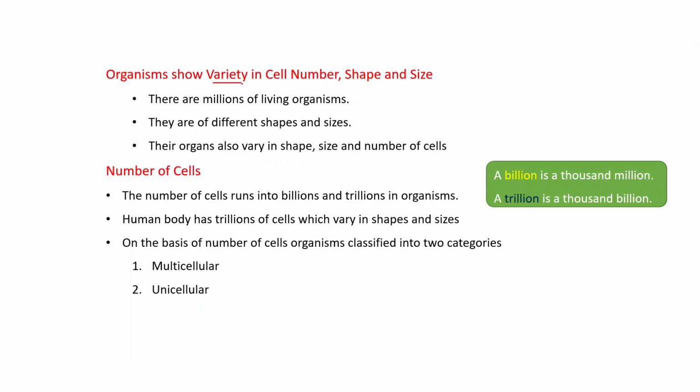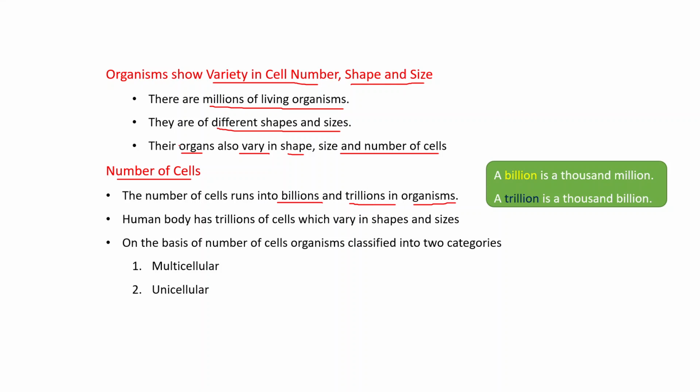Organisms show variety in cell number, shape, and size. There are millions of living organisms. They are of different shapes and sizes. Their organs also vary in shape, size and number of cells. First come to the number of cells. The number of cells runs into billions and trillions in organisms.